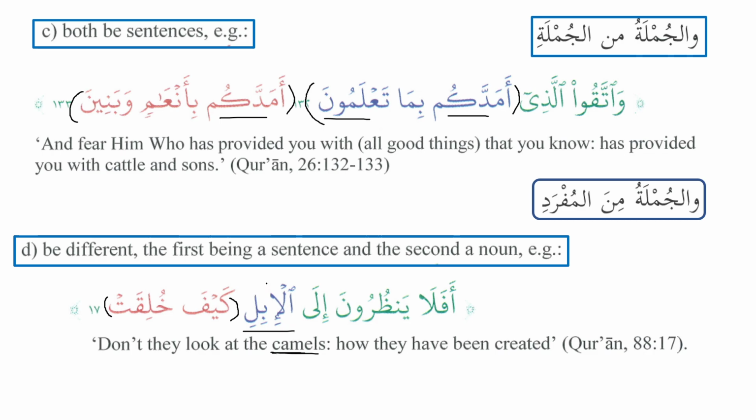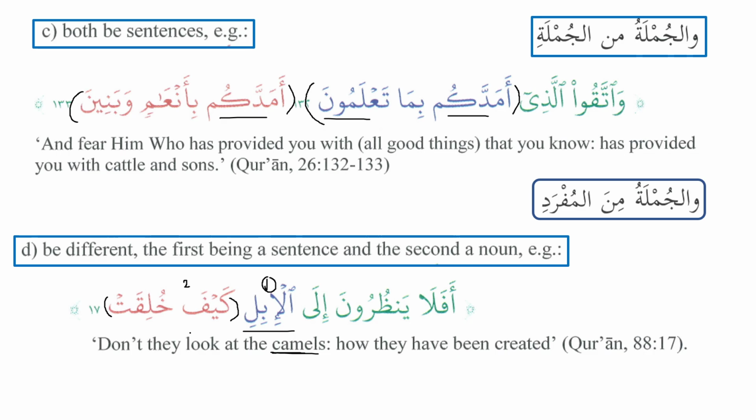So here we have the singular noun al-ibil, which is a noun, and then we have the complete sentence over here, kaifa khuliqat, how it was or how they have been created. So al jumlatu min al mufradi. So in the first we have a word, only mufrad, and then the badal is the complete sentence. أفلا ينظرون إلى الإبل كيف خلقت.